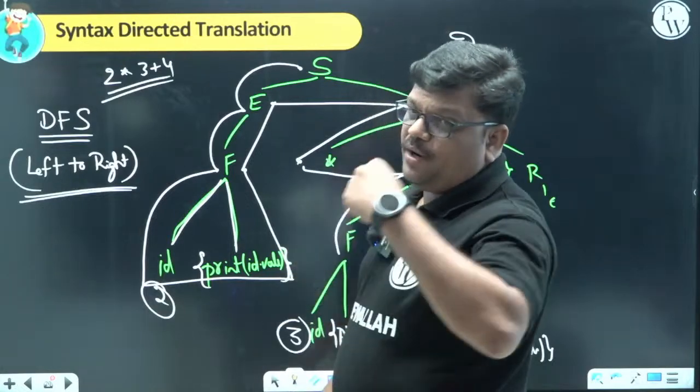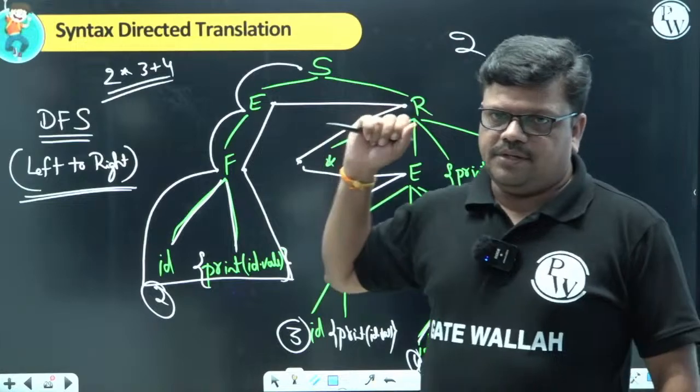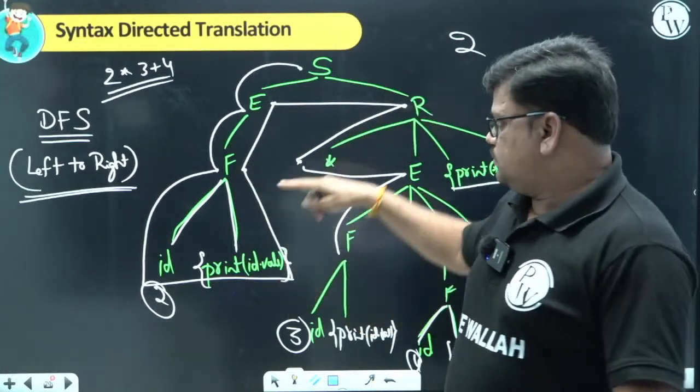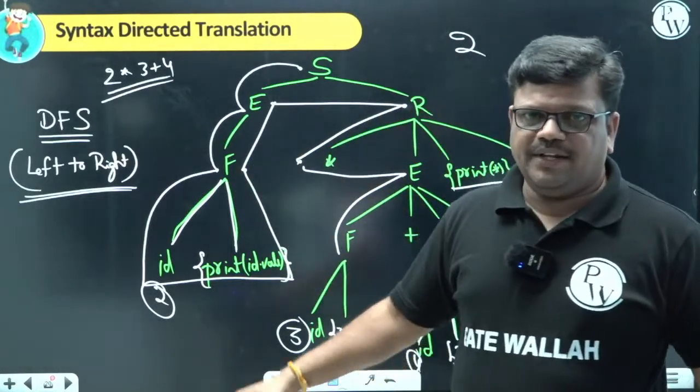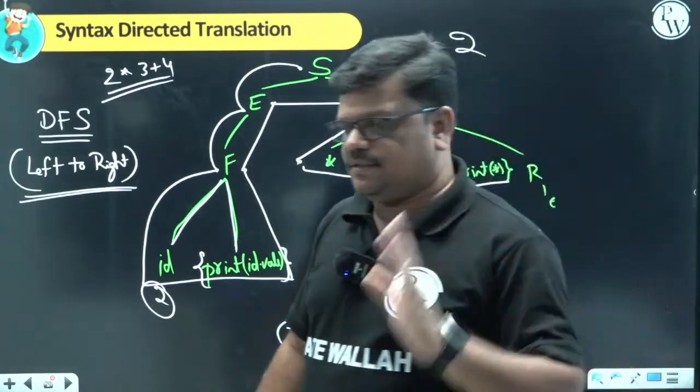So whenever there is an SDT, in total SDT concept, you can use this. Whenever SDT is there, construct the tree structure by including rules, perform DFS left to right. You will get the value for every SDT.